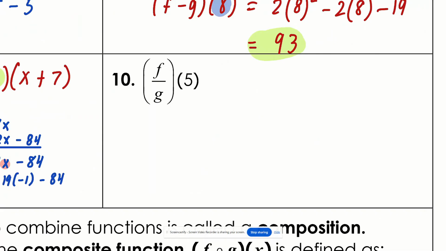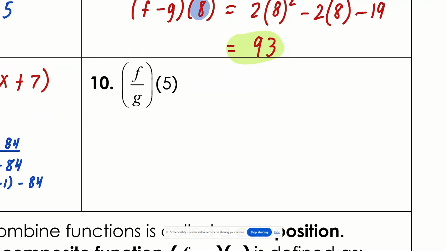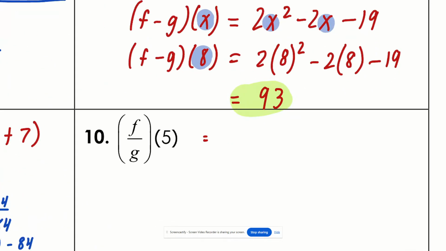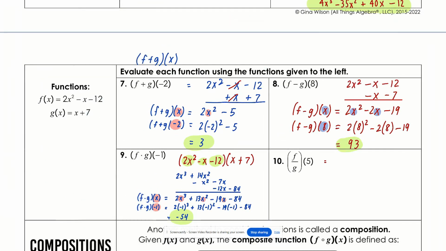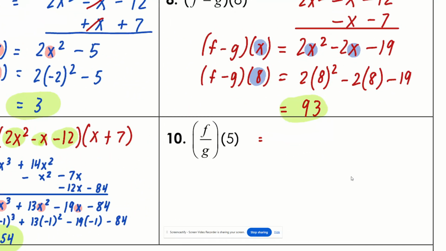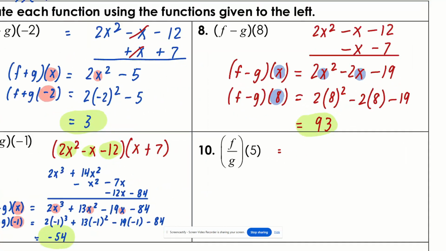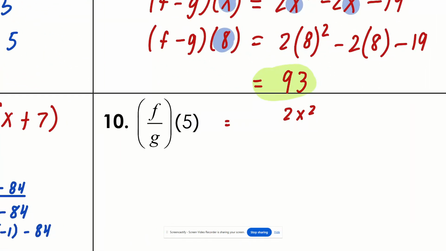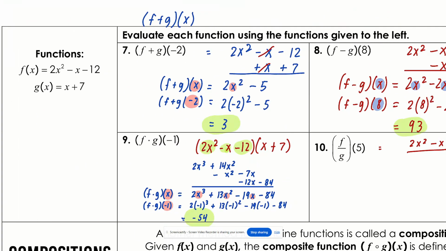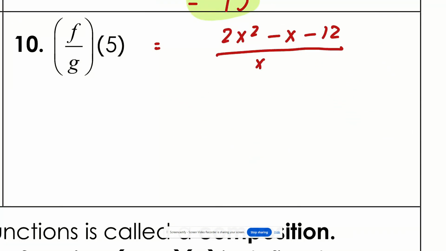Last one, number 10, we're doing f divided by g of 5. Now, because of this being division, remember what we talked about yesterday? We had to put a limit on our domain. Well, you don't have to do that on this problem because they actually want you to solve treating x as if it were 5. So when I come up with this equation, which is just going to be f of x, which again, remember, is 2x squared minus x minus 12, over g of x, which again, we've used the same thing every time as x plus 7. So I don't have to do anything else with that. That is f divided by g of x.